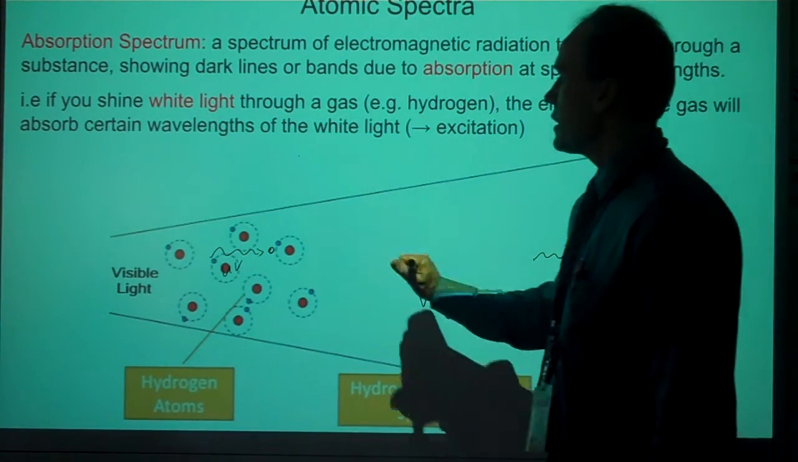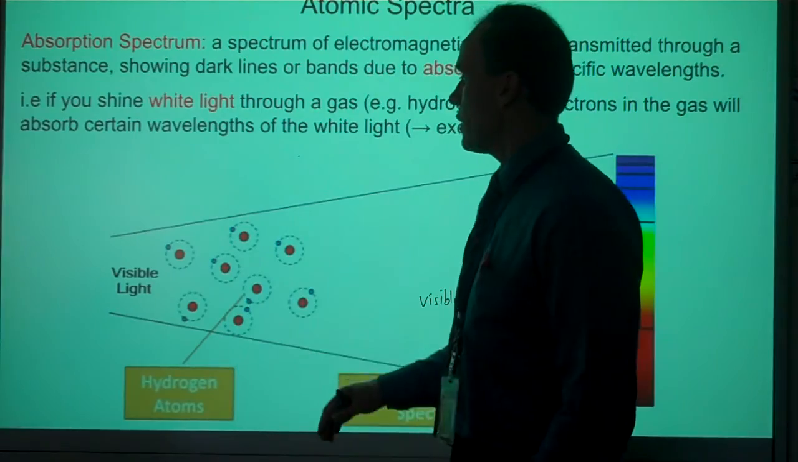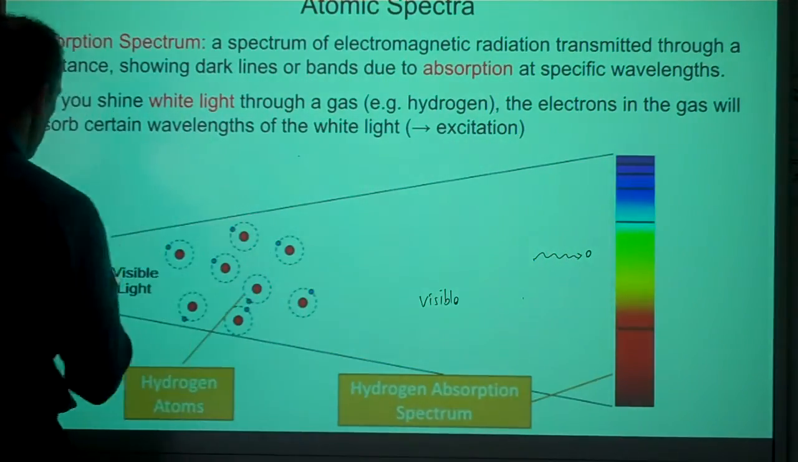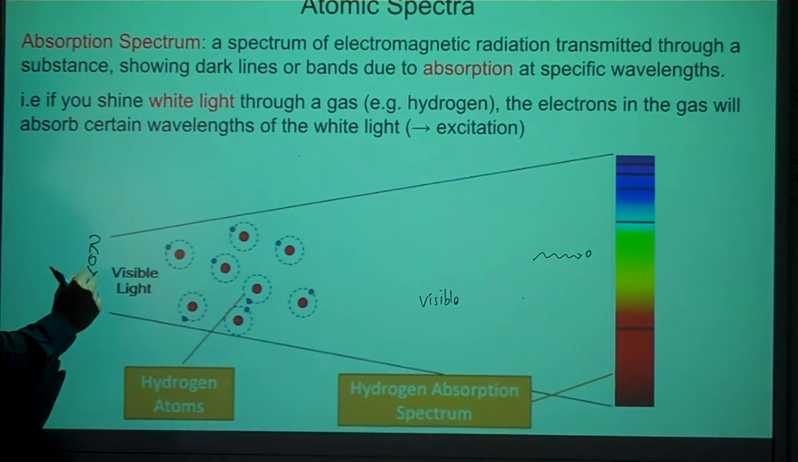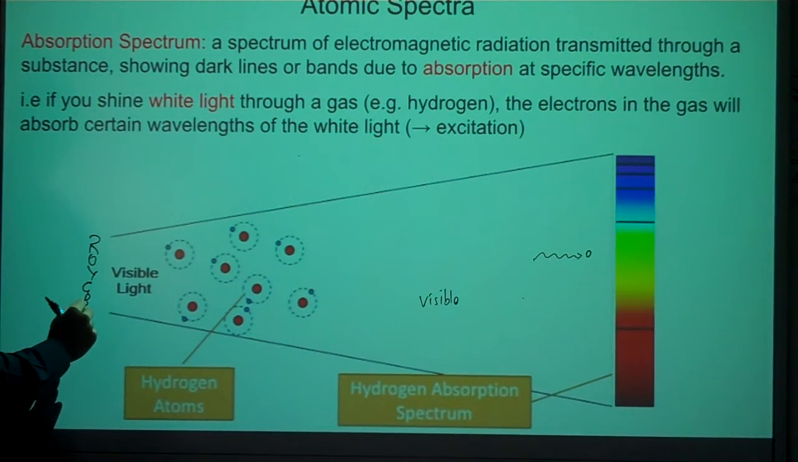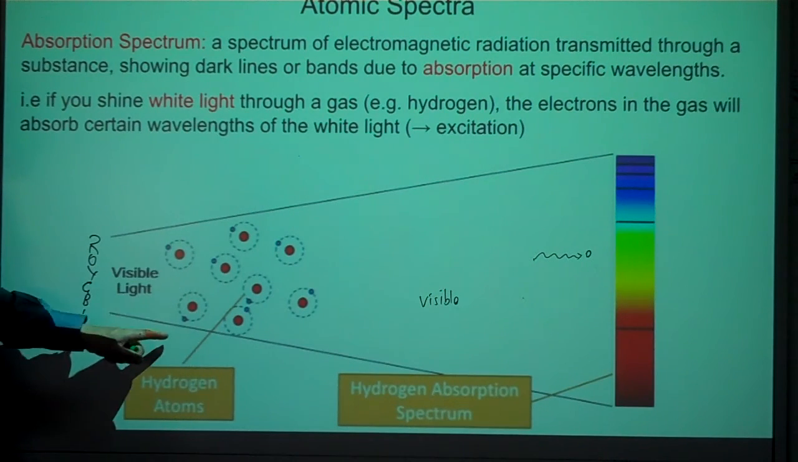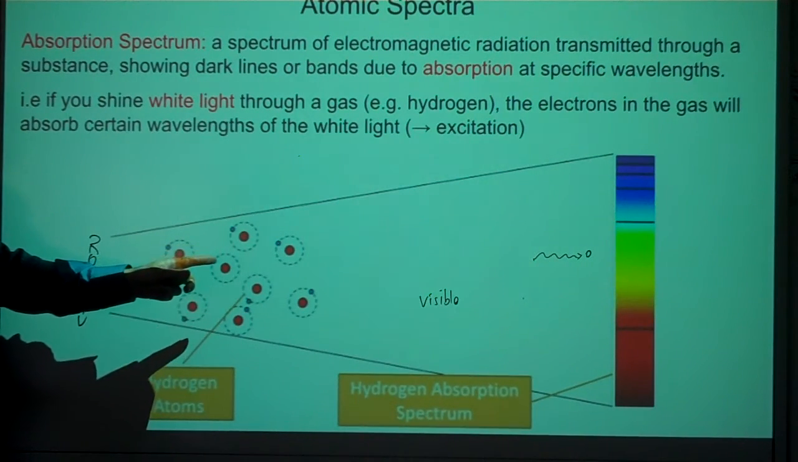Okay, here is some visible light. This is all 7 colours. So we'll say Roy-G-Biv there. Red, orange, yellow, green, blue, indigo, violet. There's Roy-G-Biv, visible light coming in. Here is a cloud of hydrogen atoms.